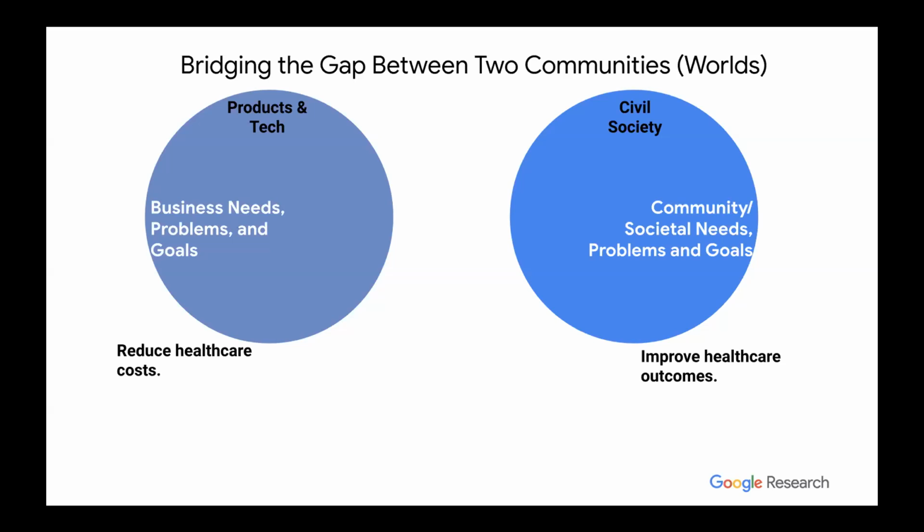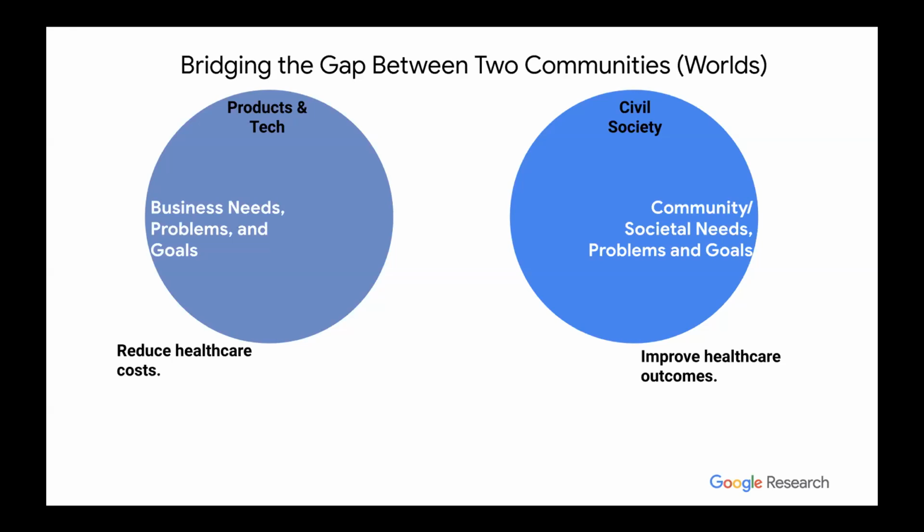In the civil society world, you've got folks who are concerned about community and societal needs and the problems and goals that exist there. So in this problem domain, they care about improving healthcare outcomes. It doesn't mean they don't care about reducing costs, but their main goal is how do I improve healthcare outcomes? Whereas on the product and tech side, the main goal is how do I reduce healthcare costs?